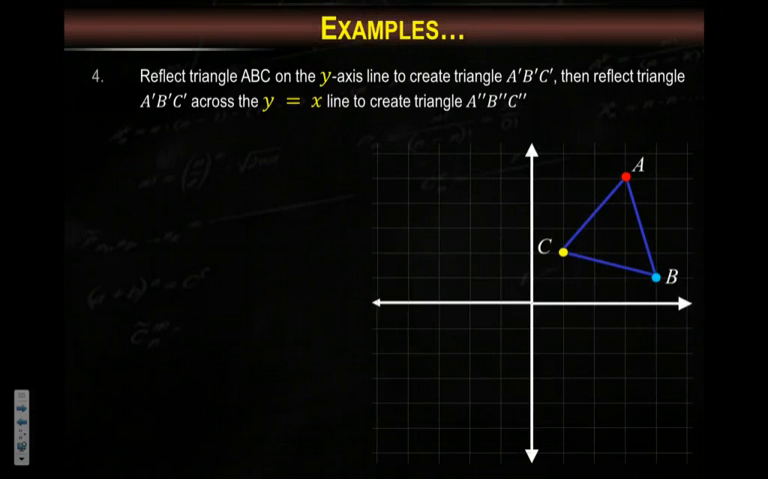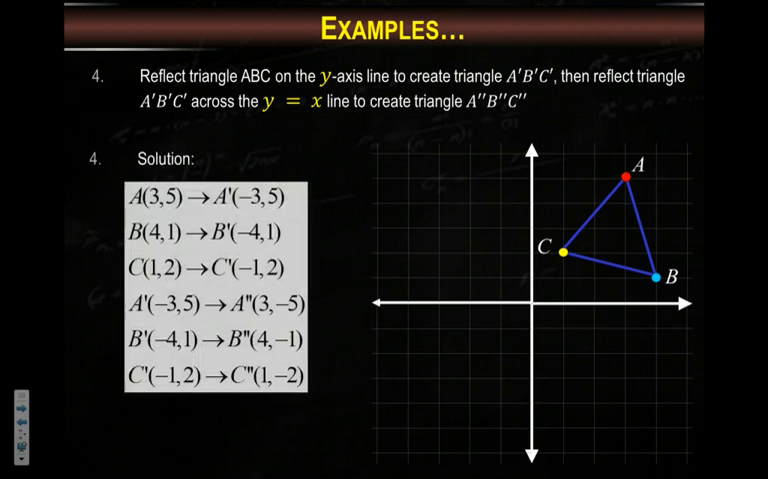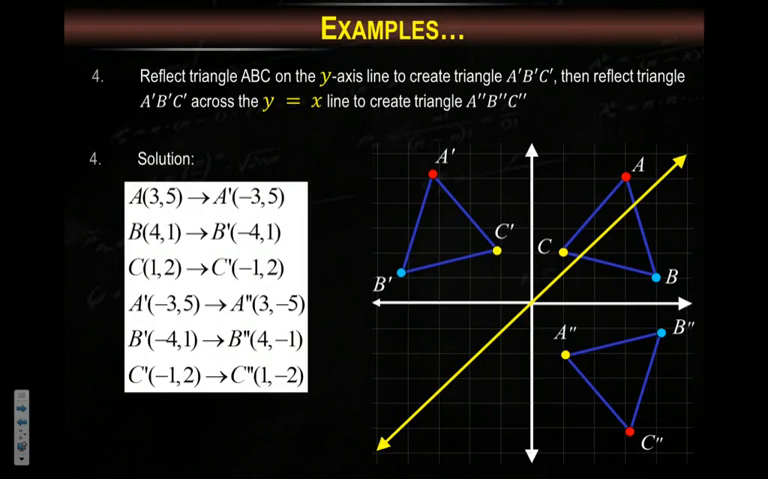Okay. Now, in this one, I'm going to combine a couple at the same time. So first I say, reflect this thing on the y-axis. So it's going to reflect it over here. Then reflect it on the diagonal. So what's going to happen is that triangle is going to go from here to here, then from here down to here. So let's see what happens. So first thing is the triangle's drawn here, then it's mirrored down here.